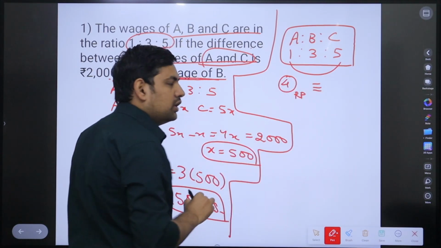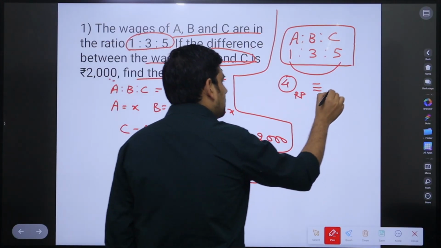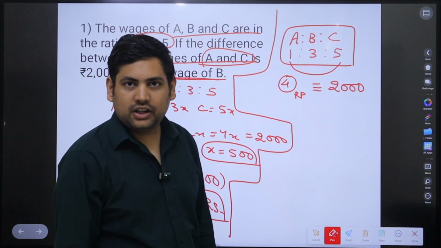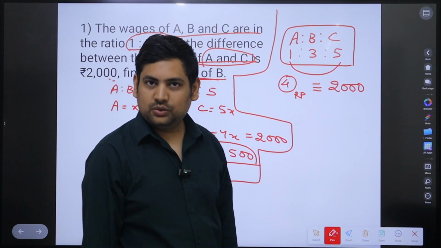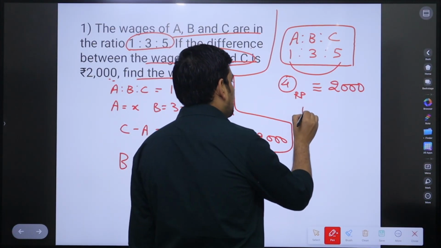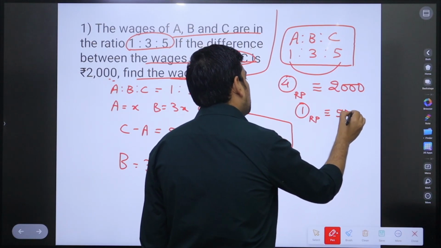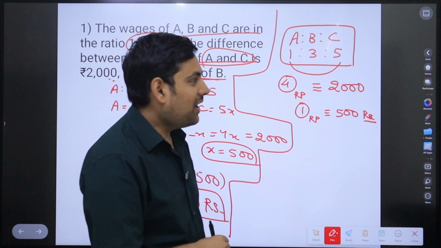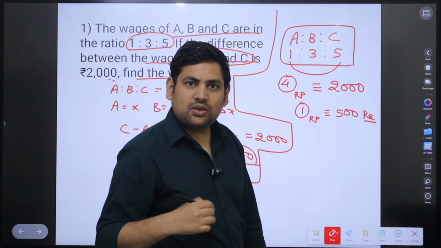So 4 ratio points is equivalent to what? 4 ratio points is equivalent to 2000 rupees. Correct? According to the question, this is the difference. That means 1 ratio point is equivalent to 500 rupees. If 1 is equal to 500, now what is the value of B? Wage of B.